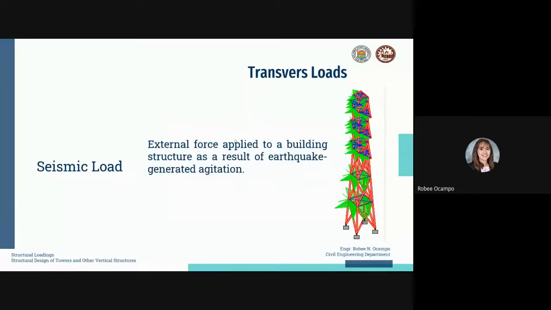No? And again, the second common transverse load is, of course, the seismic load. So, of course, when we say the seismic load, these are the earthquake loads. And these are external forces applied to a building structure or vertical structure as a result of earthquake-generated agitation. So when the ground is moving due to the earthquake, for any type of reason, no?